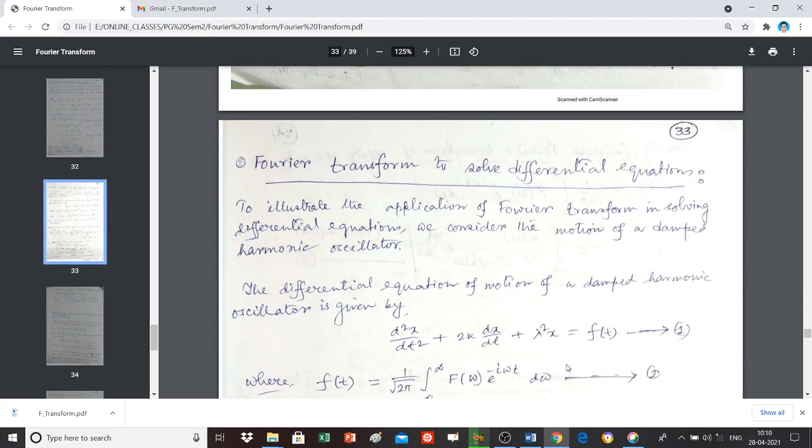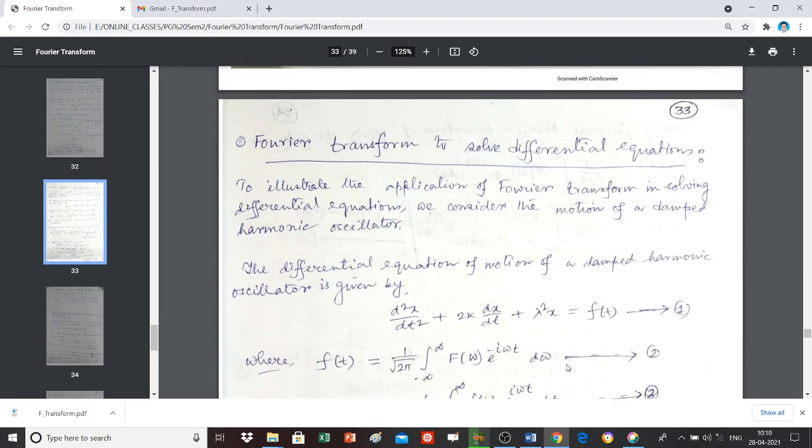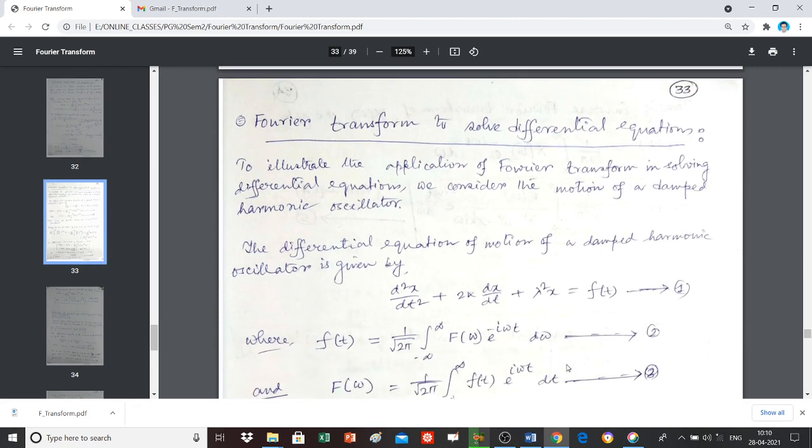Now, Fourier transform to solve differential equations. In this section, we learn how Fourier transform can be applied to solve differential equations.